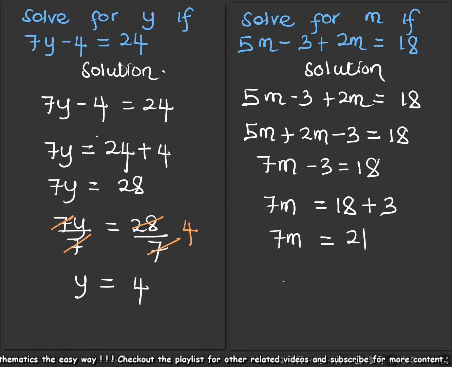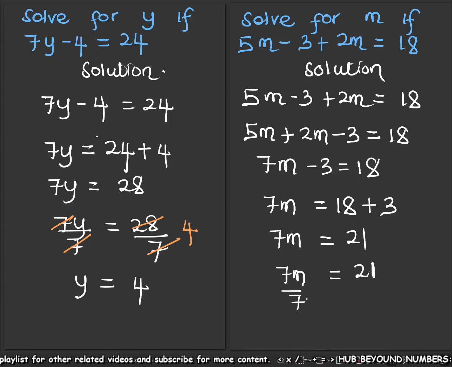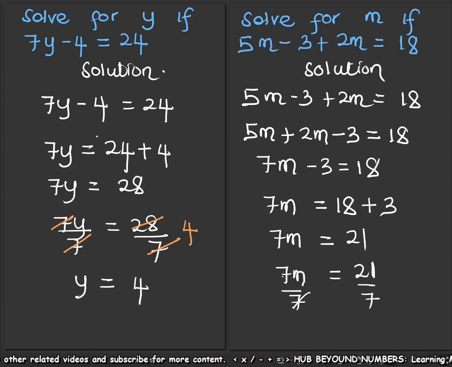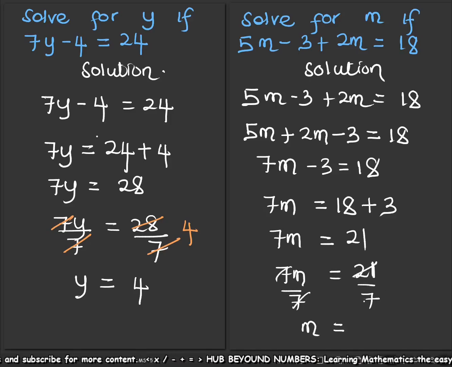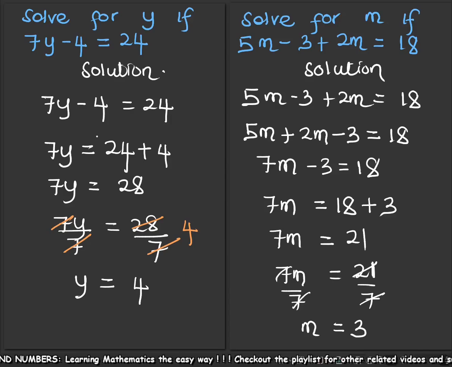You see, then at this stage now, all you want to do is to divide both sides by 7, just as we did over here. So divide by 7, divide by 7. This cancels out. You have your m giving you what? 21 over 7. That gives us 3. So 3. Hence, our m is equal to 3.